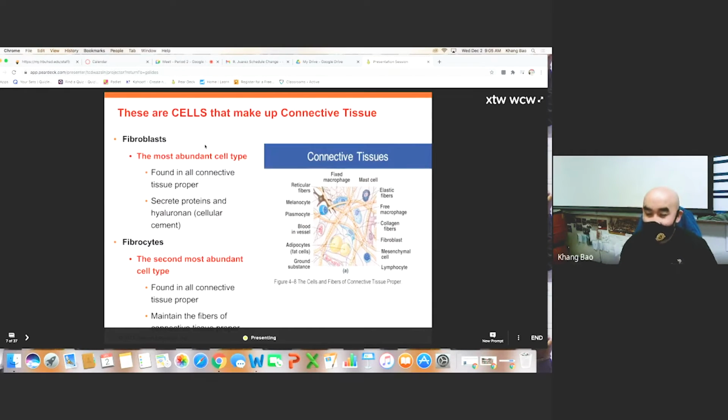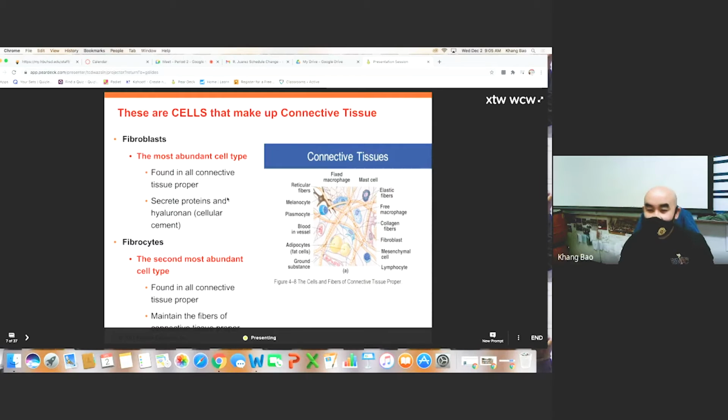What are the cells? Well, let's go over some of the main ones and then some of the not important ones. So the top two that we will focus on is fibroblast. From your root words, if you remember, and your vocab list, fibroblast is the most abundant cell type that makes up your connective tissue. If you look at the picture here, fibroblast will be the purple thing here.